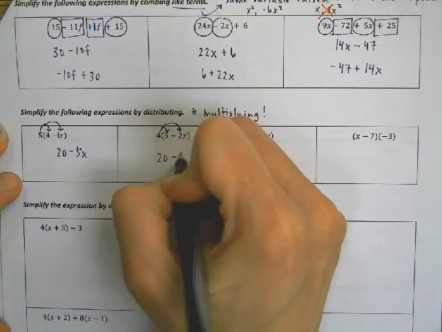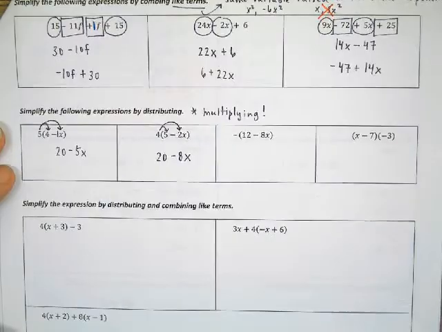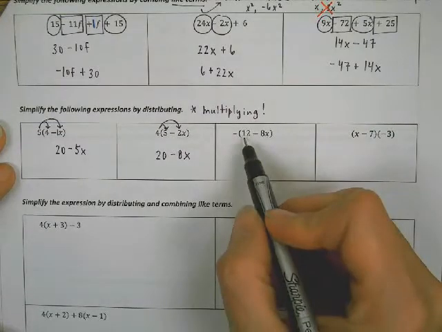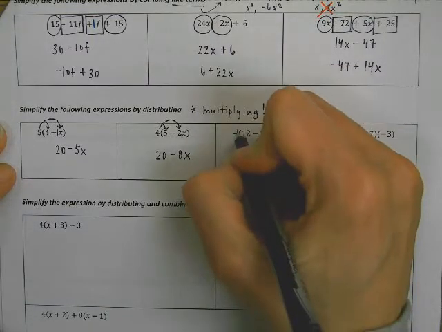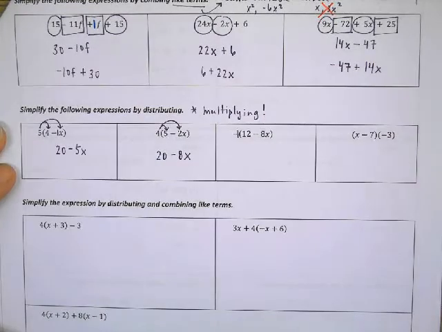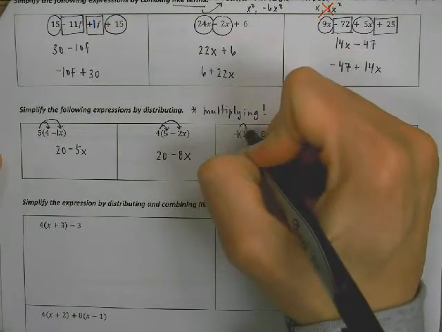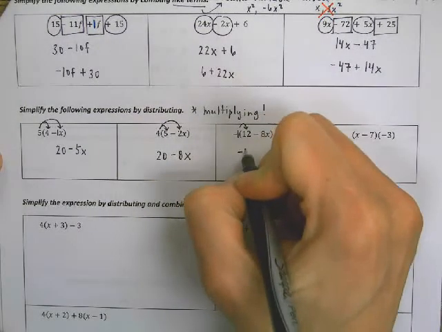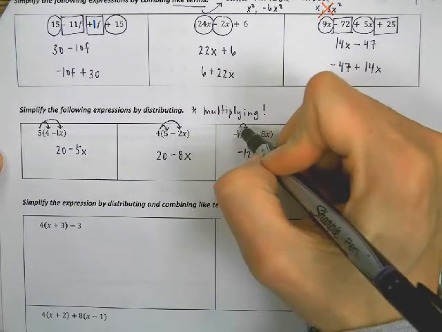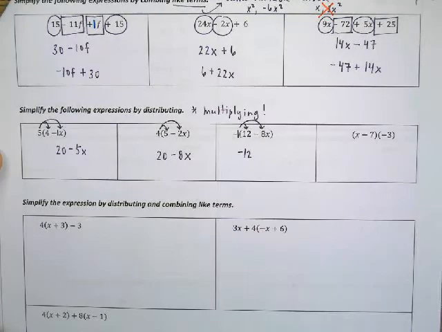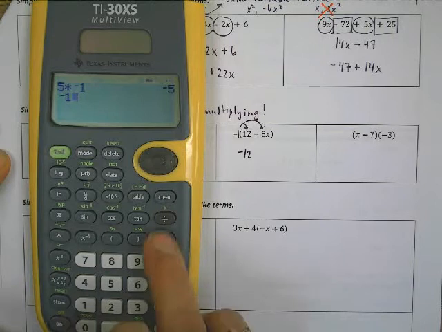Now this one might be a little bit tricky. Remember, there's just a minus sign out front, but really that's a negative 1 that's out front. So what I'm distributing is that negative 1. So I have a negative 1 times 12, which gives me a negative 12. And now here's where you need to be really careful. For my second term, I'm multiplying a negative 1 times a negative 8. So negative 1 times a negative 8 gives me a positive 8. So now this is going to be a plus 8x.